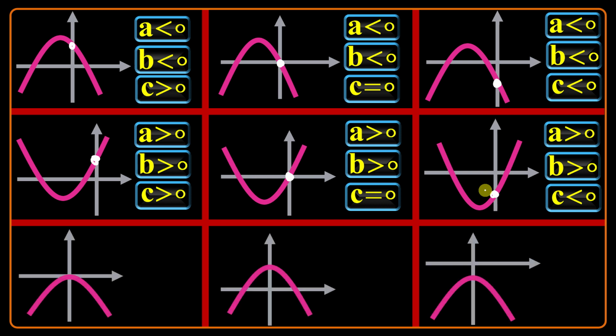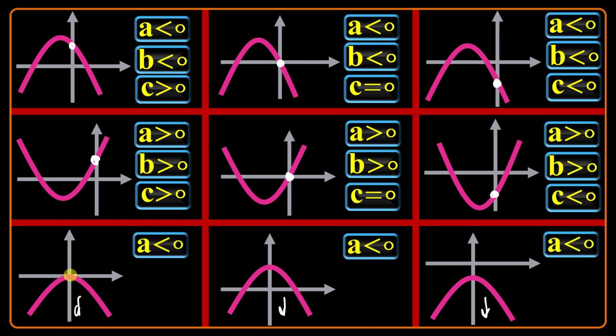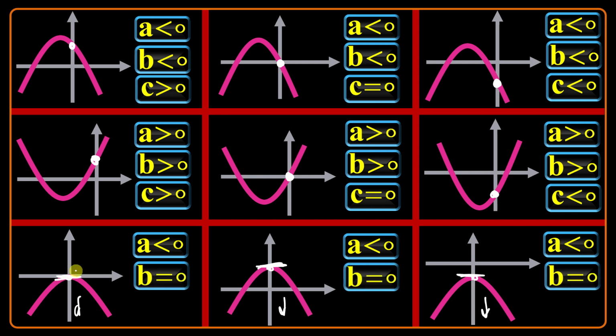The last three, they are all concave down, opening down, so A must be negative. About the B, as you see, all have the vertex on the vertical axis, so there is no slope when they cross the y-axis, so B must be 0. About the C, I think here C is 0, as there is no y-intercept. Here C is positive, and the last one has negative C.